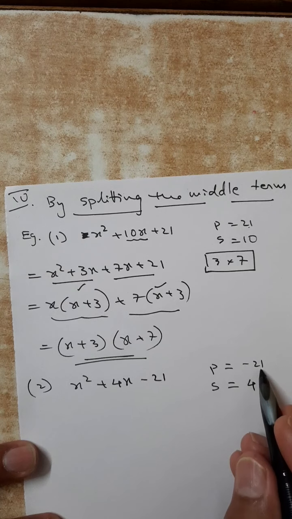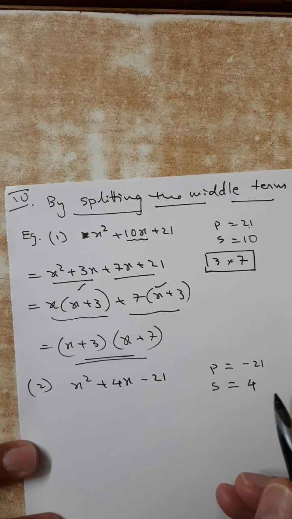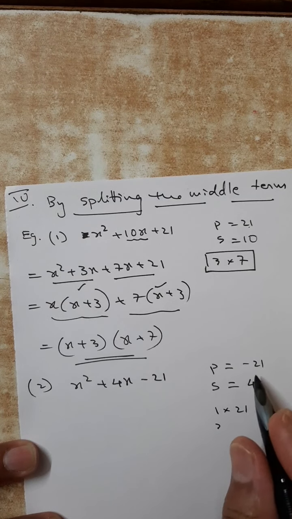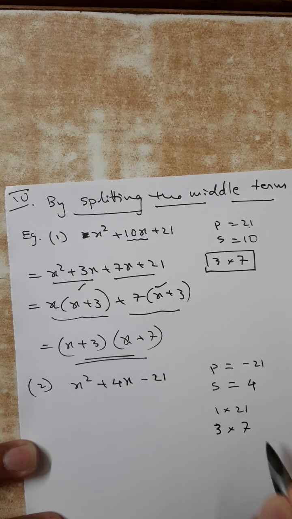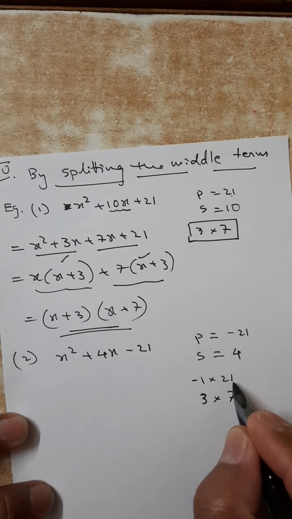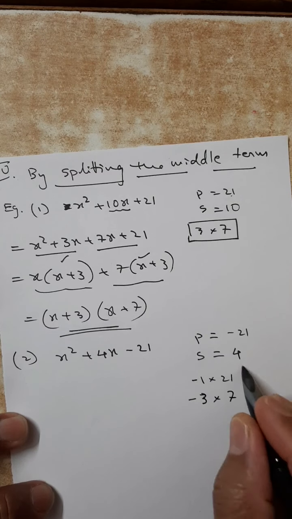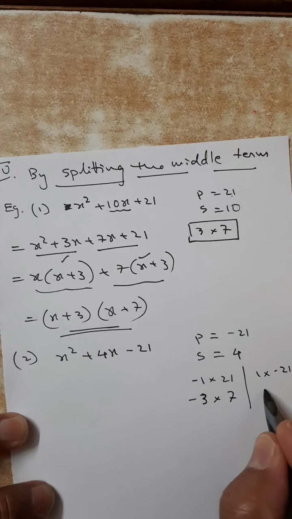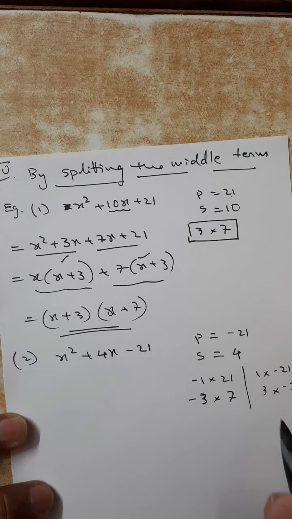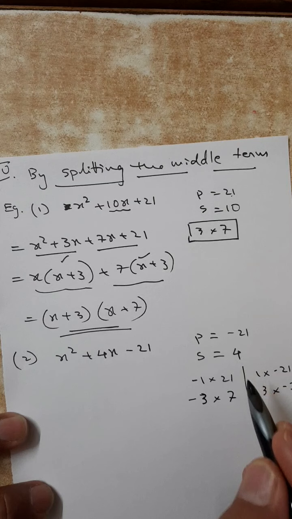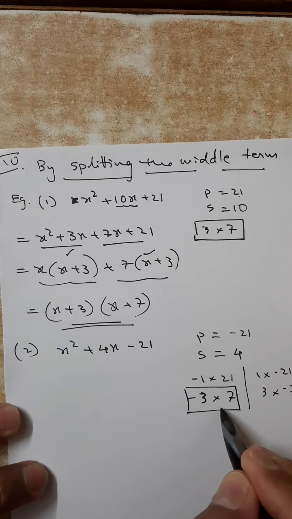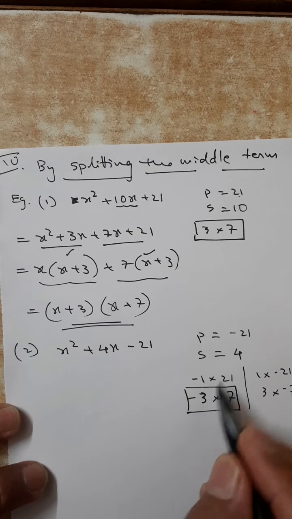Product 21 means 1 into 21. 2 into is not there. 3 into is there. 1 into 21, 21. 2 is not there. 3 sevens are 21. But the product is minus 21. That means minus 1 into 21, 1 into minus 21, 3 into minus 7. Product negative means either the first one negative or the second one negative. But we need a sum of 4. Sum 4 means which case? This case. This case means the product is okay and the sum is also okay.